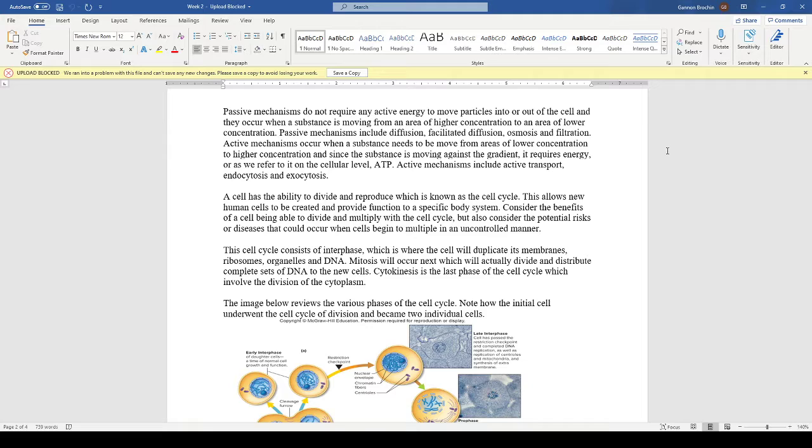Active mechanisms are going to be endocytosis, exocytosis, there's phagocytosis, pinocytosis, and those last two you typically see as the description of what immune cells do when they engulf bacteria. That's typically how those are described, whereas endo and exocytosis is the general process in which the cell brings in larger molecules or essentially pushes out larger molecules.